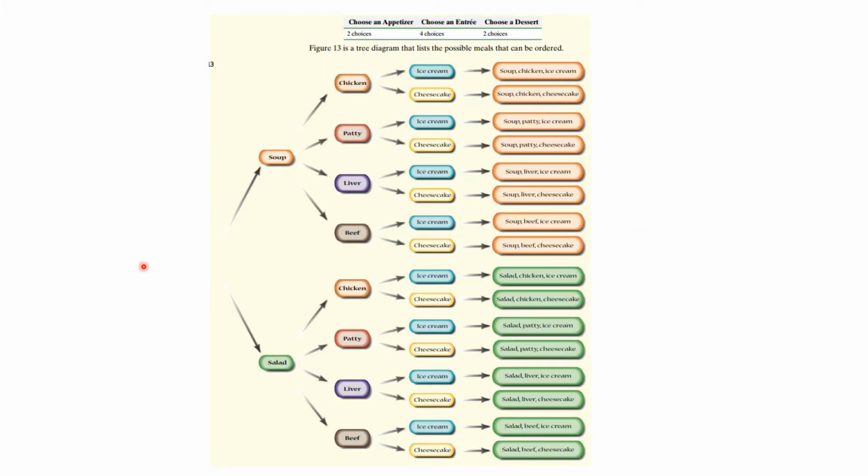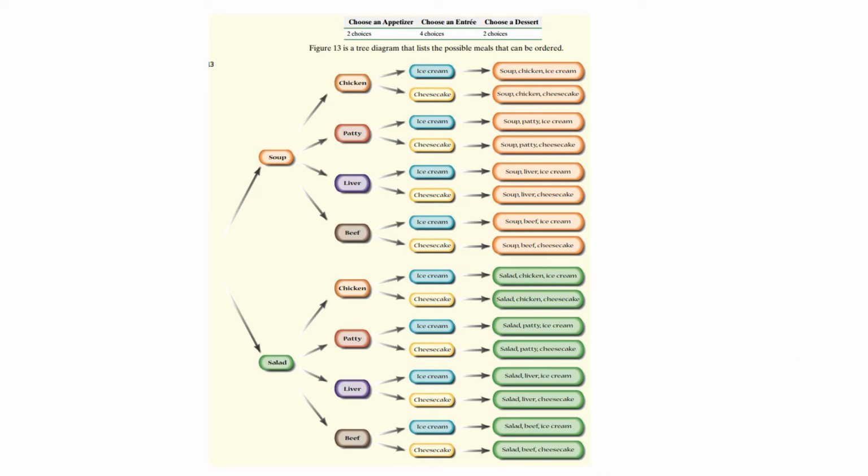Now suppose you went to a restaurant and the restaurant would let you get 2 choices for an appetizer, 4 choices for an entree, and 2 choices for dessert. Well, you see, you would take 2 times 4 times 2 again to get this many total choices.